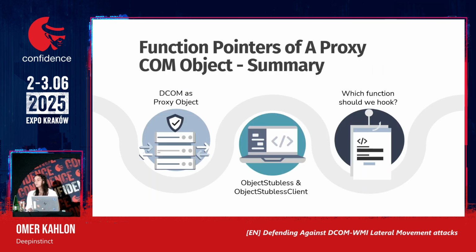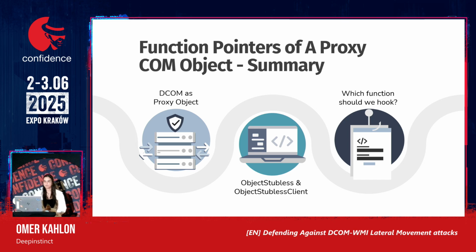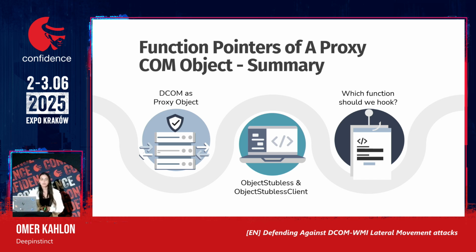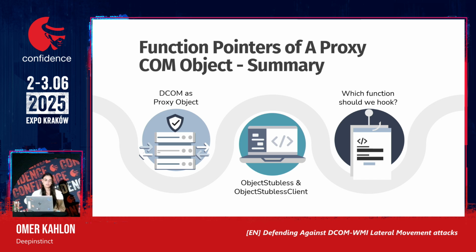So let's do a mini summary until now. As we remember, every COM object that is part of a DCOM session is implemented as a proxy object. And we just discovered that every DCOM method invocation, including the ones that allow lateral movement attacks, finally executes ObjectStubless and ObjectStublessClient. So which function should we hook?